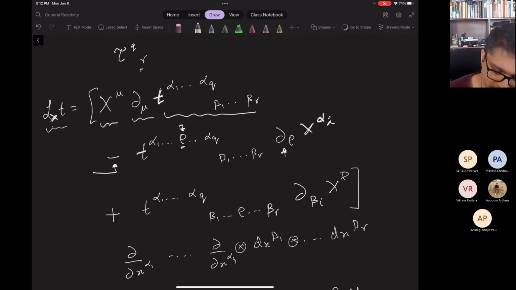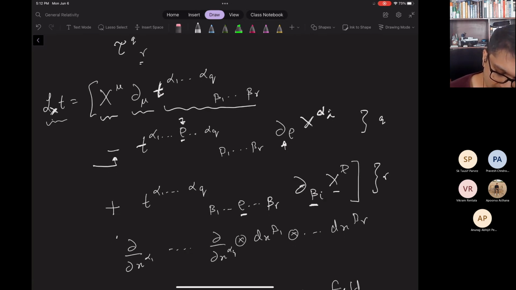All the ones where I replace the dual vector indices, they look like this. So it's tensor alpha 1 through alpha q, beta 1 through beta r, but one of the betas gets replaced by rho. I differentiate with respect to that particular beta. I differentiate x rho, and I sum over rho. And I take this rho in all possible positions. So this represents q possible terms. This represents r possible terms after doing the summation over rho.